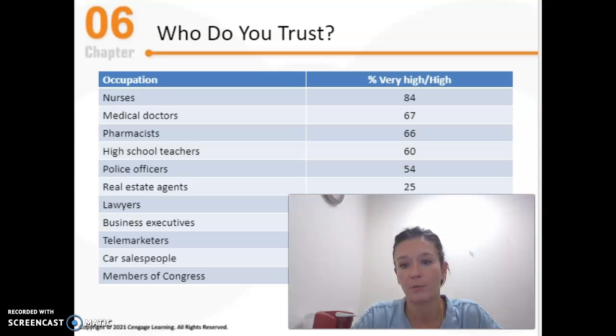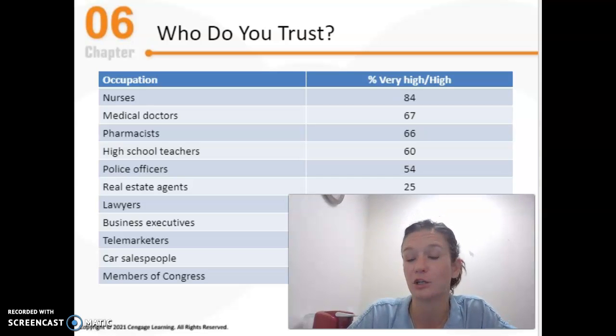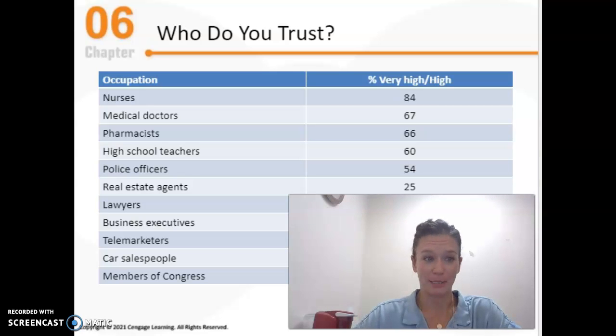It's a list of people that we tend to trust. Nurses top the list, even above doctors, actually a good bit above doctors. High school teachers are kind of low on there. Real estate agents are probably a little higher than I would have assumed. And members of Congress are right down there with car salespeople at an 8%. I'm curious as to who that 8% is.